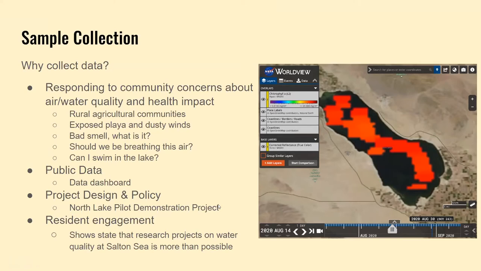If you go and see images of the Salton Sea for yourself, the water is not crystal clear. With these bad smells, one can only wonder, are there toxins in this water? Can I even swim in this lake? So those are the concerns we're trying to address with this sample and data collection.